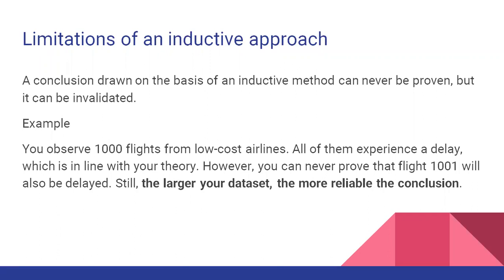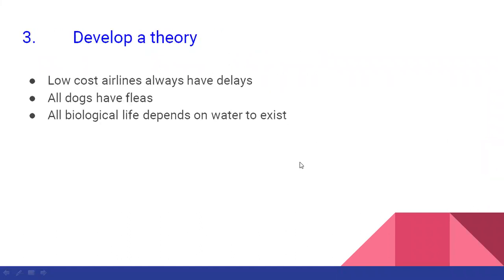For example, you observe 1,000 flights from low cost airlines. All of them experience a delay. That is okay. That may happen, which is in line with your proposed theory. What was our proposed theory? Our proposed theory was that low-cost airlines always have delays, right?